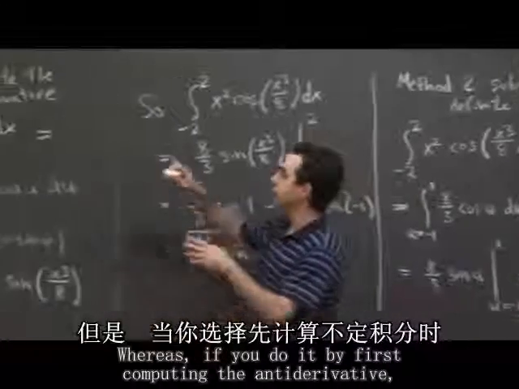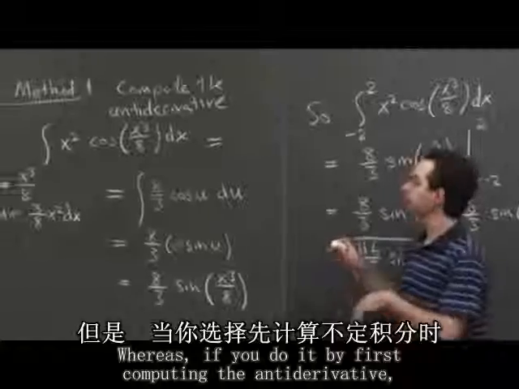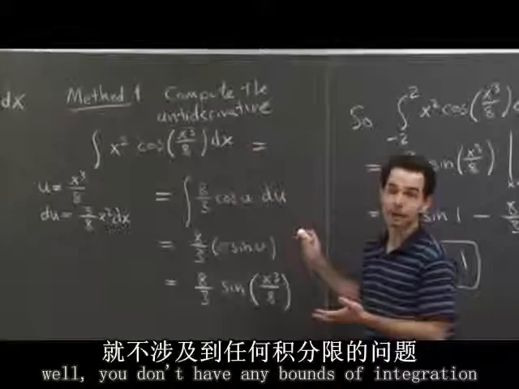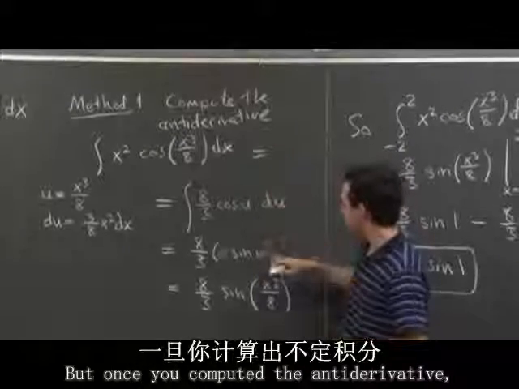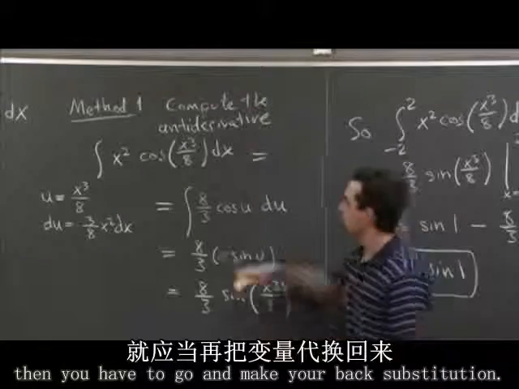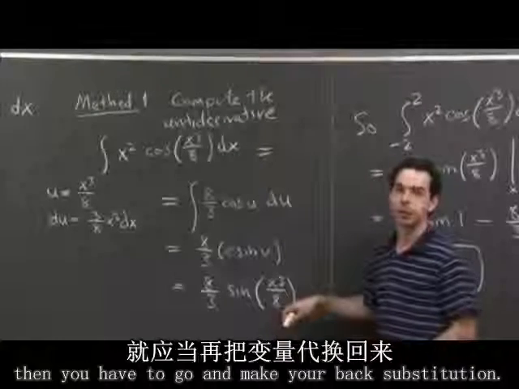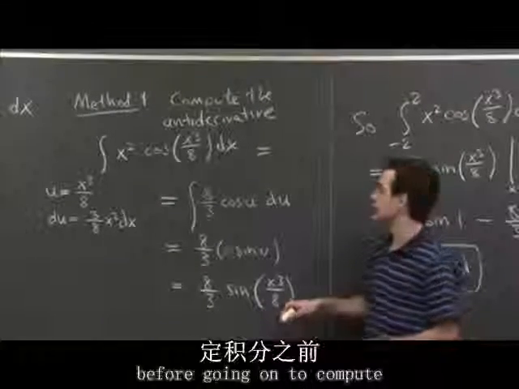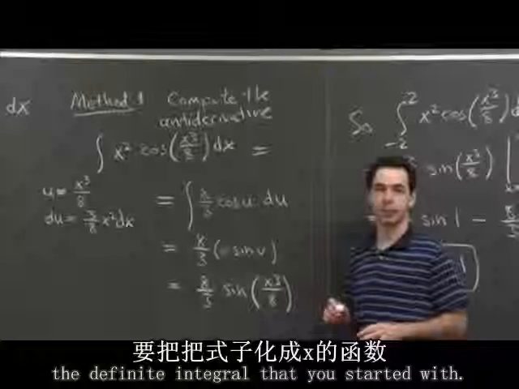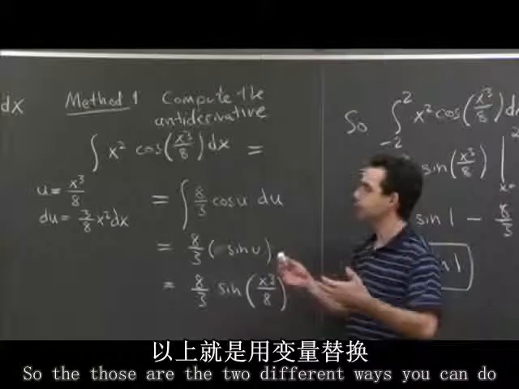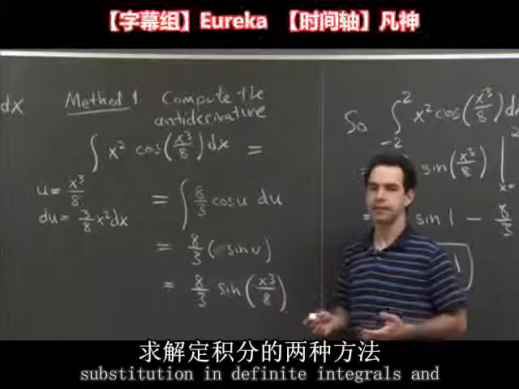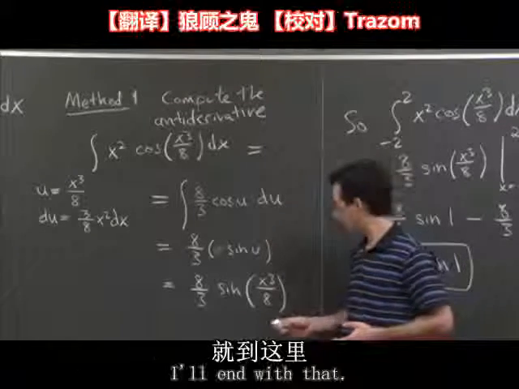Whereas if you do it by first computing the antiderivative, well, you don't have any bounds of integration when you compute the antiderivative, so you don't have to change them. But once you've computed the antiderivative, then you have to go and make your back substitution, put everything back in terms of x's before going on to compute the definite integral that you started with. So those are the two different ways that you can do substitution in definite integrals. And I'll end with that.